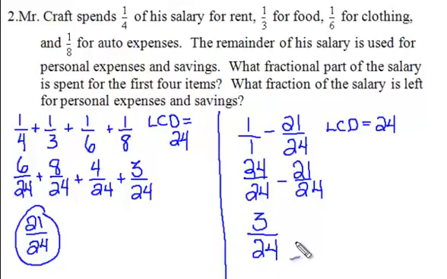Great, but it's not as reduced as it can get. I can divide both the top and the bottom by 3. If I do so, 3 divided by 3 is 1, and 24 divided by 3 is 8. So he has 1/8 of his salary left for personal expenses and savings.